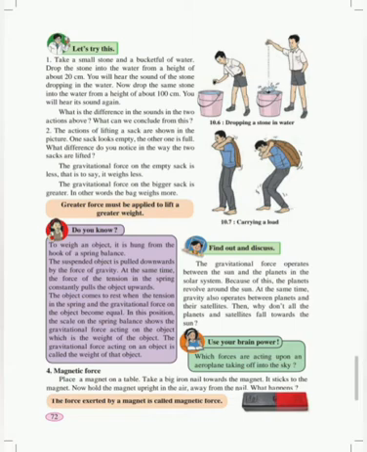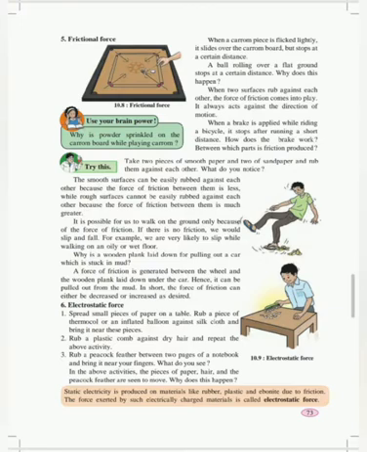You must have observed, if you take a nail or if you take the magnet closer to an iron rod, it gets attracted towards it, right? So that is called the magnetic force. Next one is frictional force.